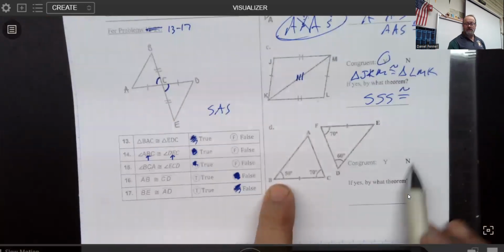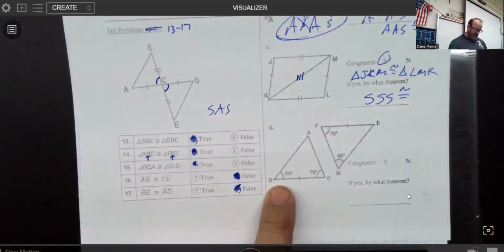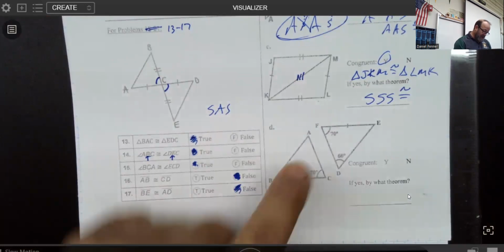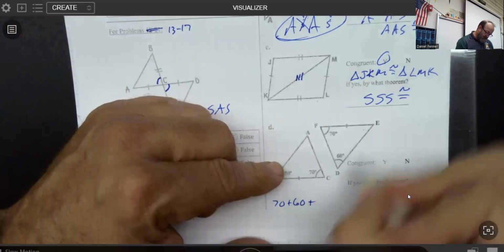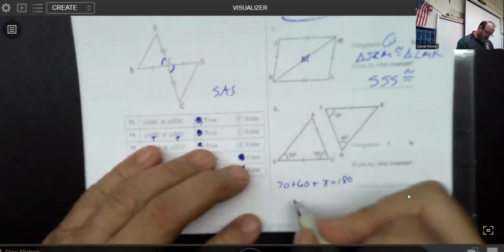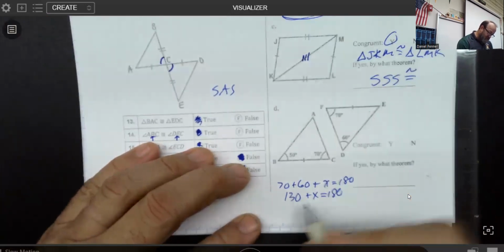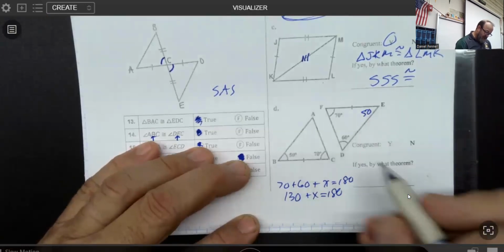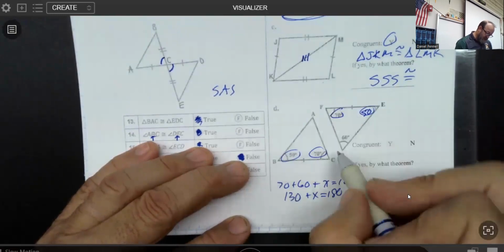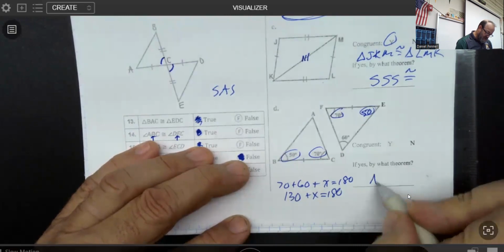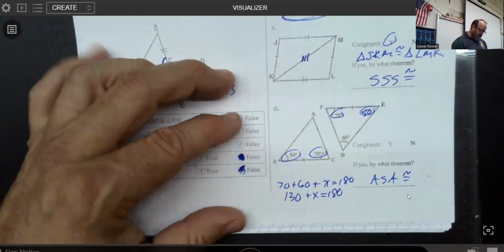And so it's tempting just to jump over here and say no, but we also know that triangles always add up to 180 degrees, don't we? So if I have 70 plus 60 plus some angle right here has to be 180, I know that 130 plus x is 180, which means this x has to be 50 to make that true. So all of a sudden I have these angles match, I've got these angles match, and I got a side in the middle. That's looking like an ASA congruence. So I was kind of fooled by that into thinking maybe they weren't, but in fact they are congruent.